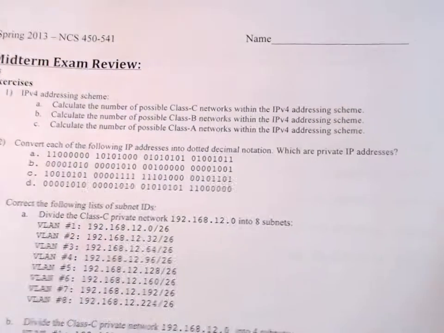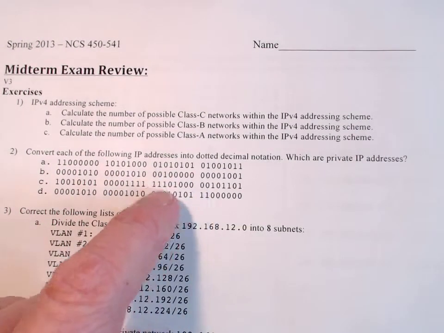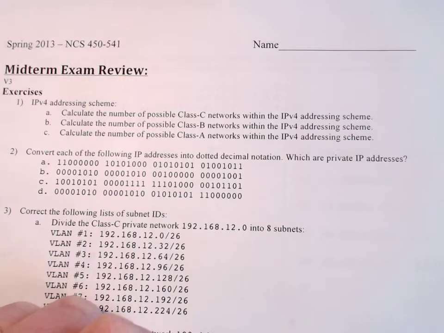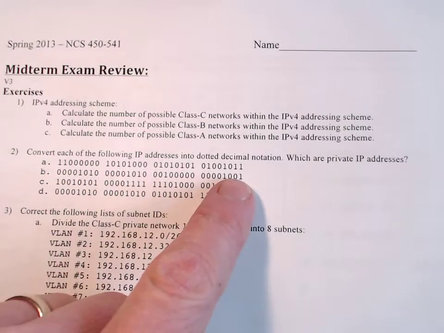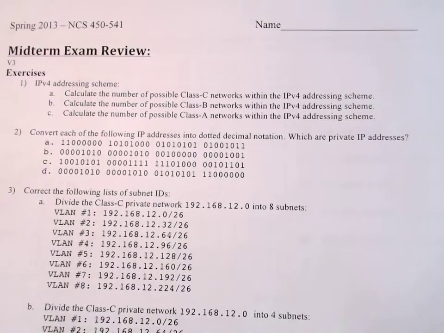Okay, in this video I'd like to do problem number 2 from the review sheet. This is converting IP addresses into dotted decimal notation given their binary notation, and this is absolutely straightforward.